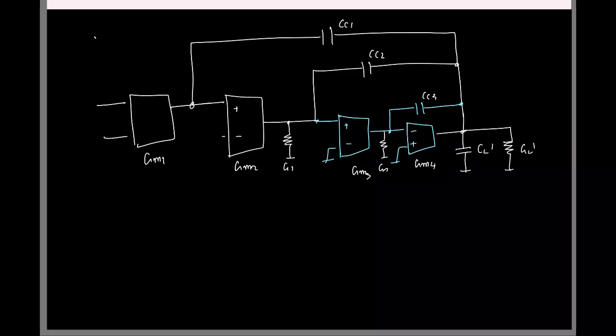Again, for stability, we have the same old stuff. What is the outermost omega u here? No, outermost GM1 by CC1. This must be smaller than the omega u for the inner stage, GM2 by CC2, which in turn must be smaller than this, which in turn must be smaller than this.